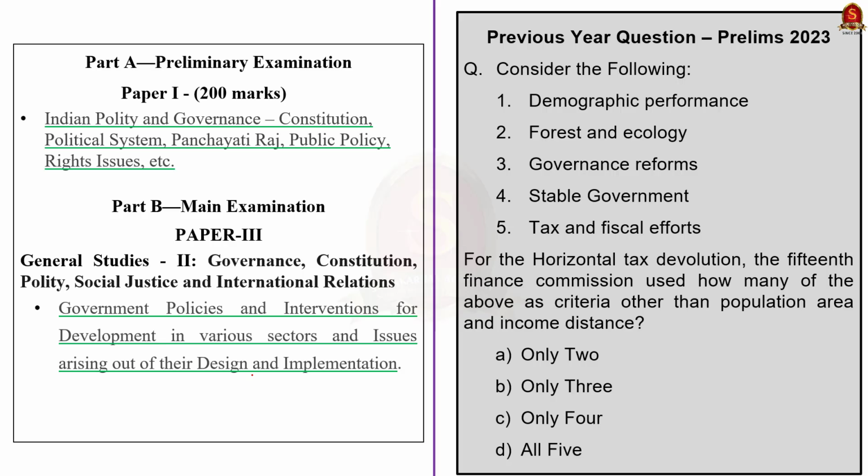It has given 5 parameters and it asks us out of 5 which are all the criteria which will be used by the Finance Commission for horizontal distribution of taxes. Okay. Now, we should know that this question is directly asked from the recommendation of the 15th Finance Commission and they are asking about criteria. Okay, now let us break down those details and come back to the question.